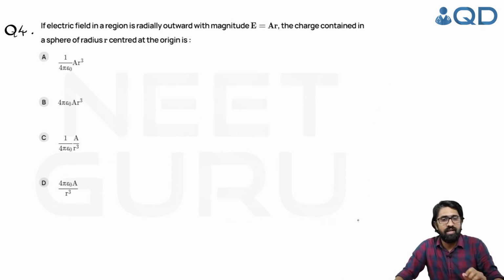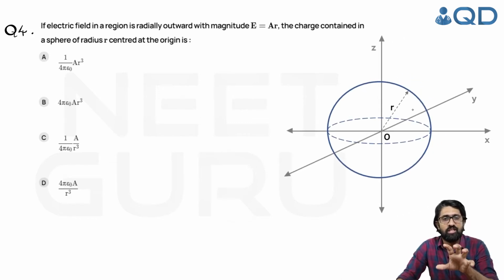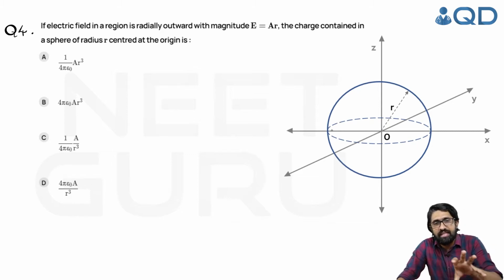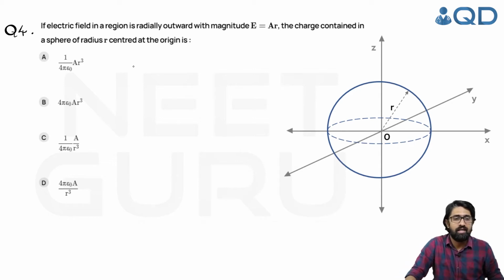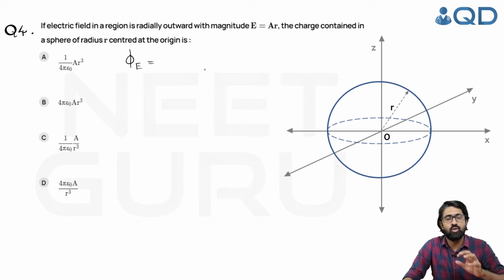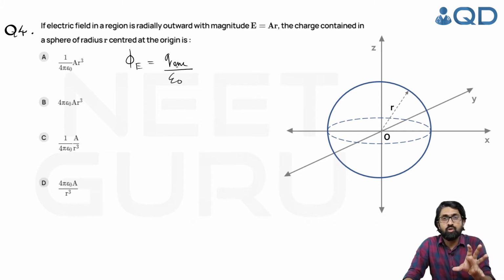Now we look at a figure here which explains what is mentioned in the question, and we need to find the charge enclosed within this spherical surface here of radius r, and that is our closed Gaussian surface here. So we'll use Gauss theorem here, which says phi e, the electric flux passing through this closed Gaussian surface, will be equal to Q enclosed by epsilon naught. And we need to find the charge enclosed in this problem.